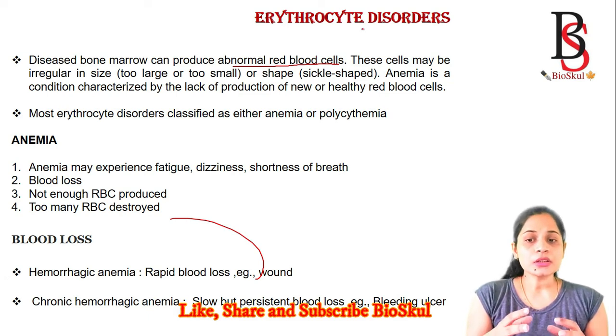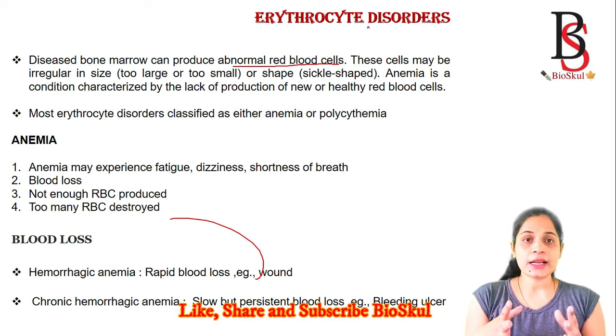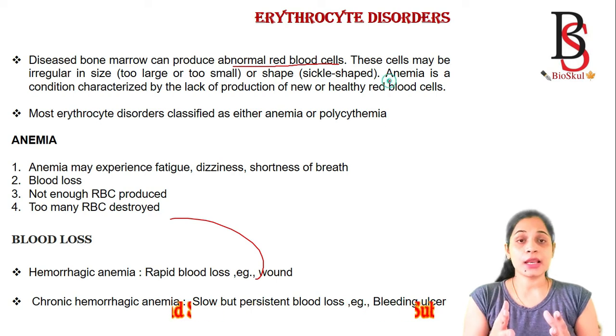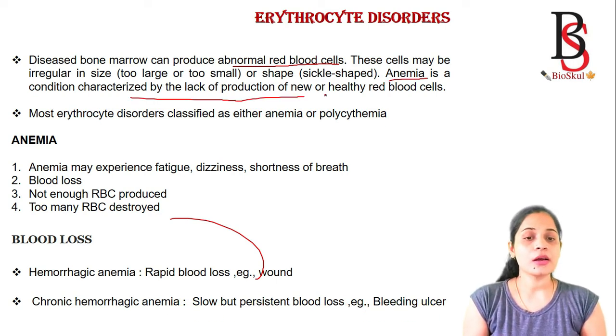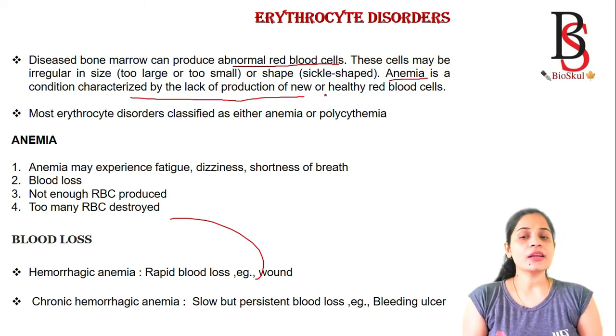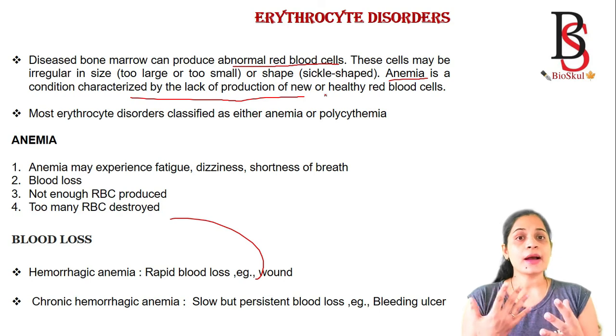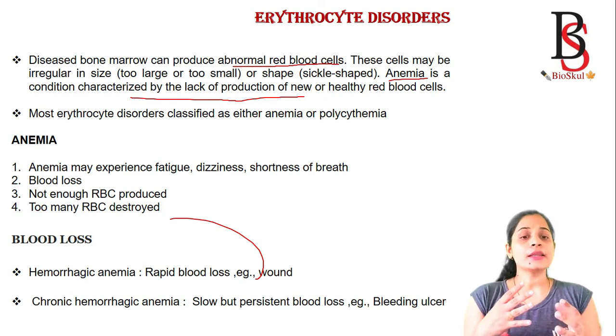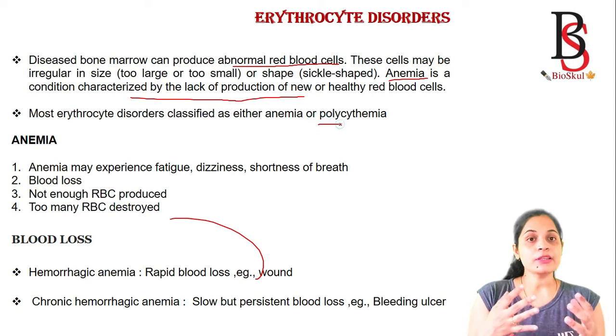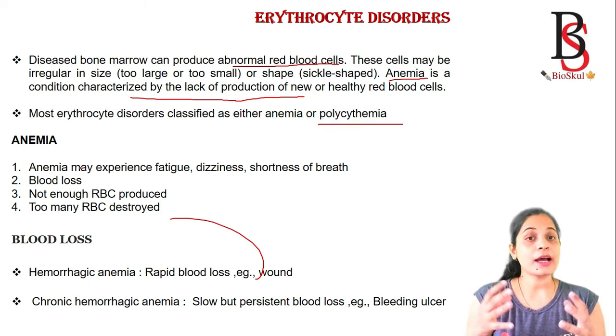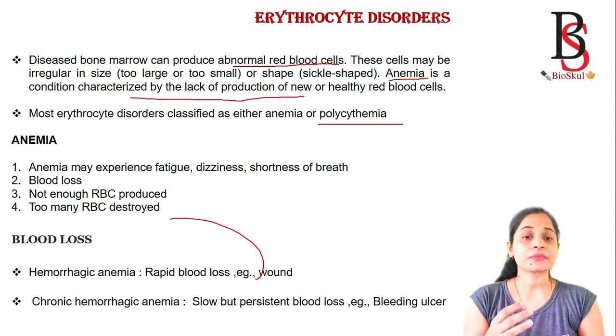Okay. So most of the erythrocyte disorders are classified into two types. One is known as anemia, and another one is known as polycythemia. Anemia is a condition characterized by the lack of production of new and healthy red blood cells, and polycythemia means, poly means many, that is the production of a large number of red blood cells. So first we will look into anemia.